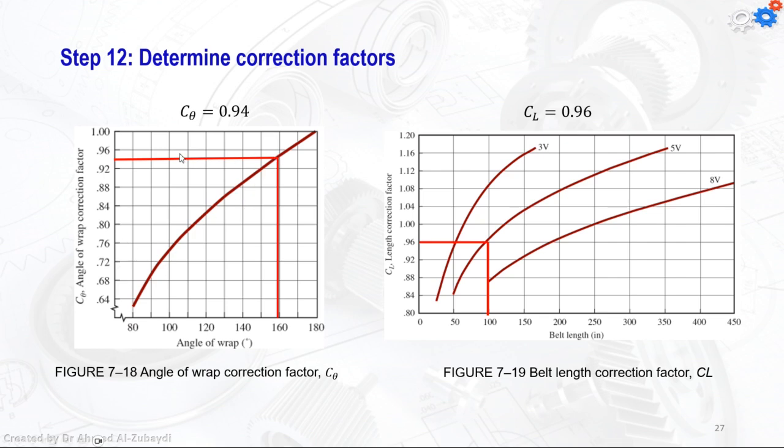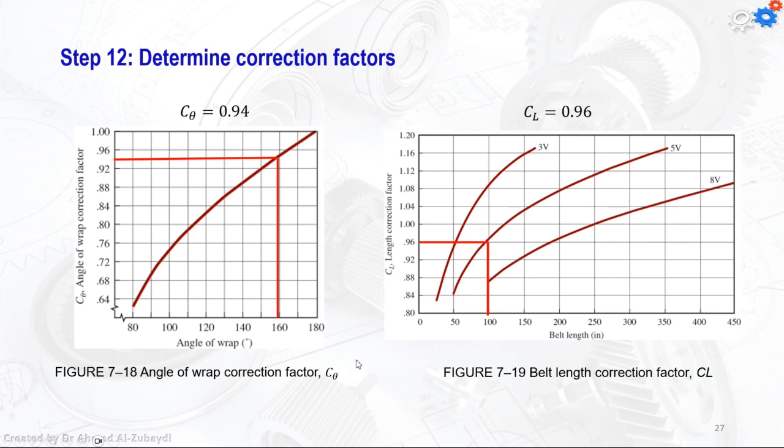Then we intersect it with this curve, and we're going to find the value of the C theta to be equal to 0.94. The same thing for the belt length correction factor. We're going to have the intersection with the 100 and the 5V curve, and we're going to get the value to be equal to 0.96 for the CL.